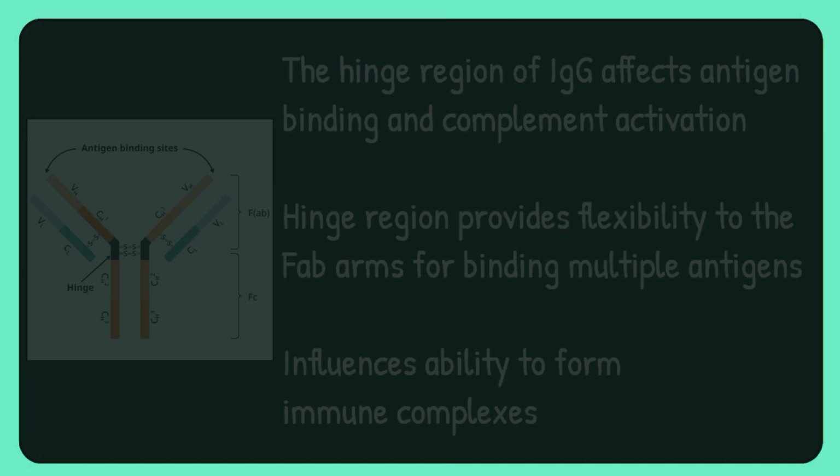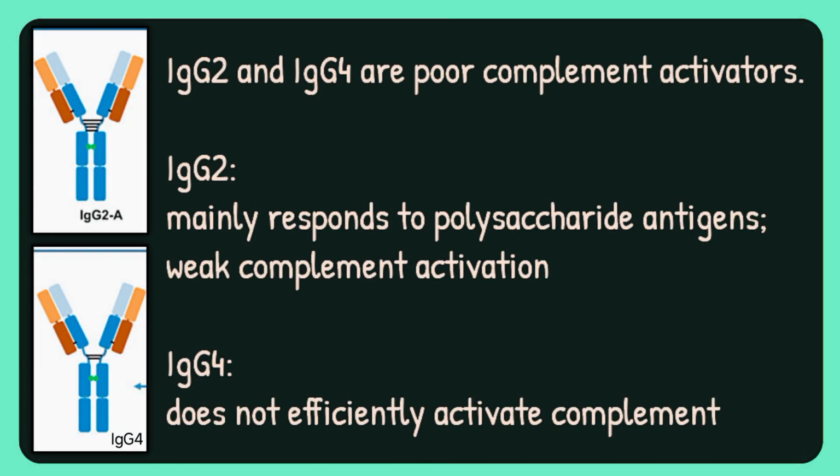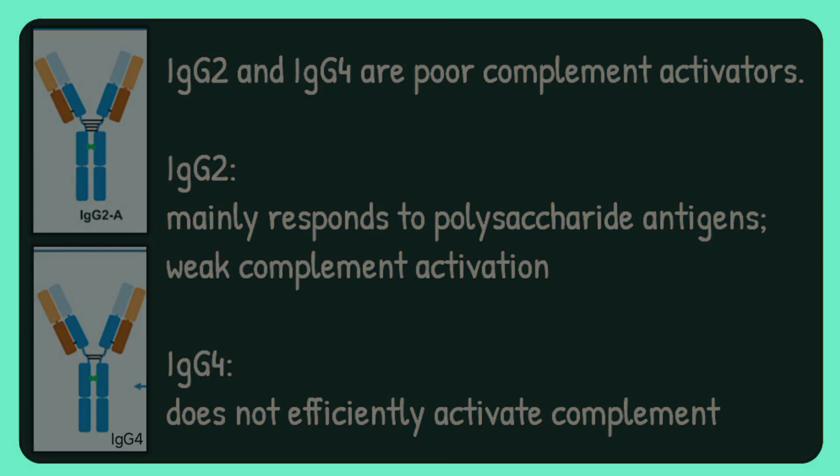Among the IgG subclasses, IgG3 has the largest hinge region, giving it extra flexibility to bind antigens. It's also the most powerful activator of the classical complement pathway, making it highly effective at helping clear infections. IgG2 and IgG4 are poor complement activators. IgG2 mainly responds to polysaccharide antigens and has weak complement activity, while IgG4 is involved in chronic antigen exposure and immune tolerance and doesn't efficiently trigger complement at all.